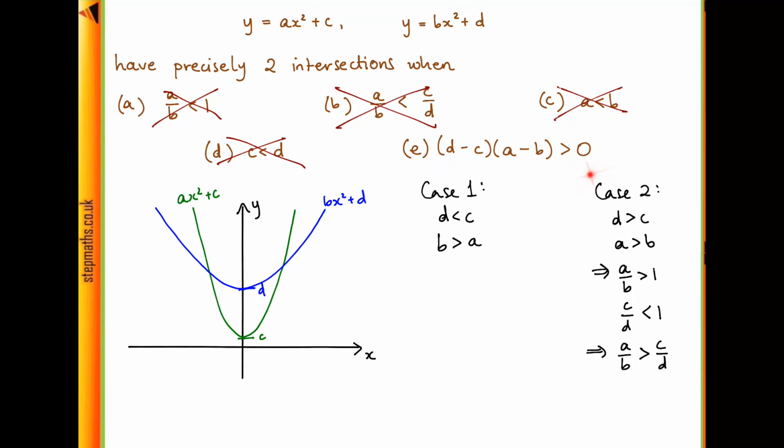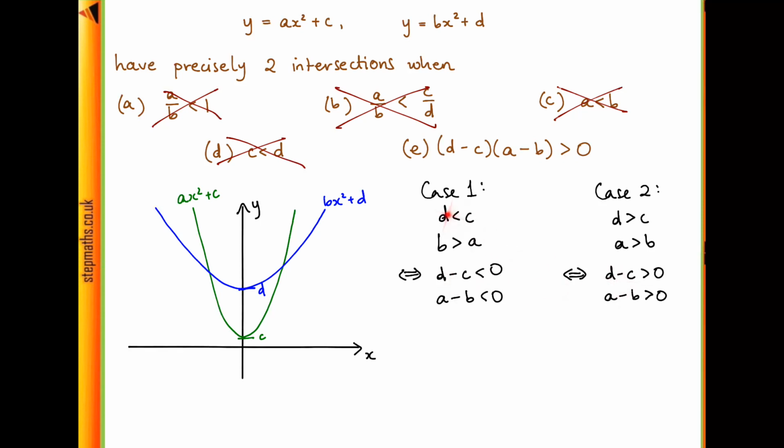And to see that it is in fact E, we can rewrite our conditions by taking C from these inequalities and taking B from the bottom one. So either we have both D minus C and A minus B less than 0, or D minus C and A minus B greater than 0. So D minus C multiplied by A minus B would give you both of these conditions. So again, the answer is E.